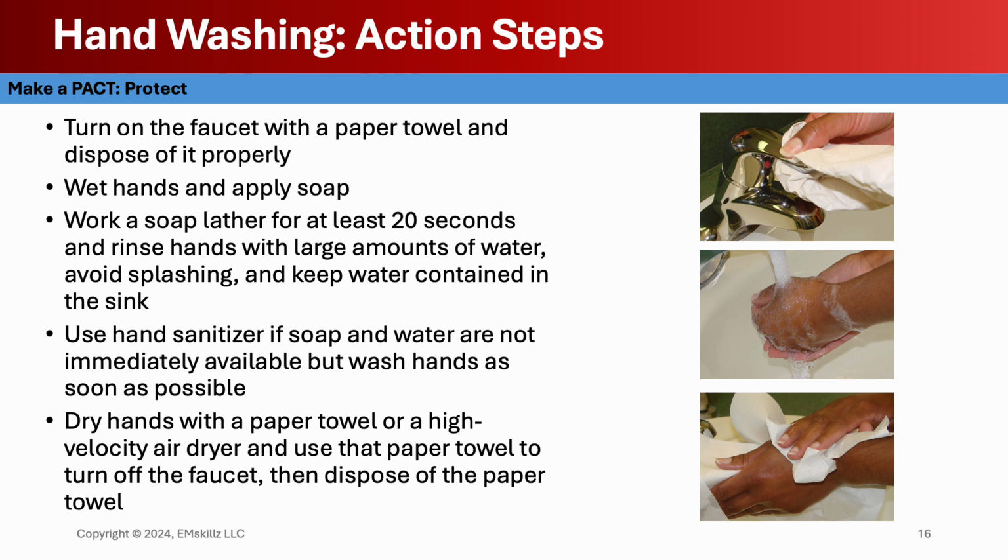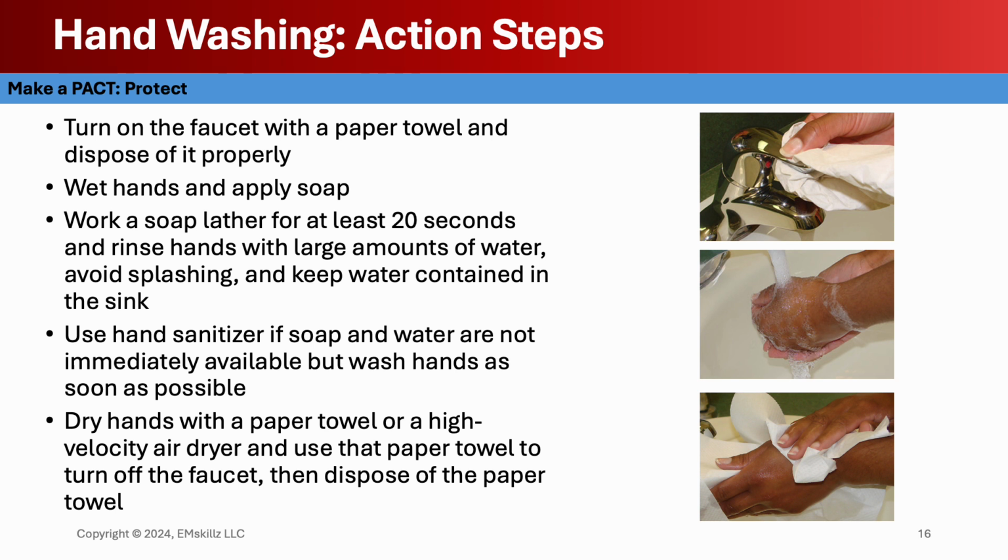Hand washing action steps. Turn on the faucet with a paper towel and dispose of it properly. Wet hands and apply soap. Work a soap lather for at least 20 seconds and rinse hands with large amounts of water. Avoid splashing and keep water contained in the sink.